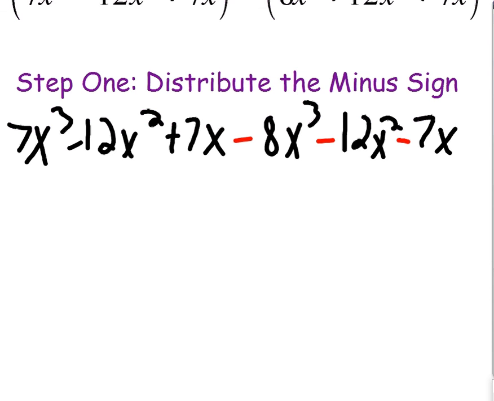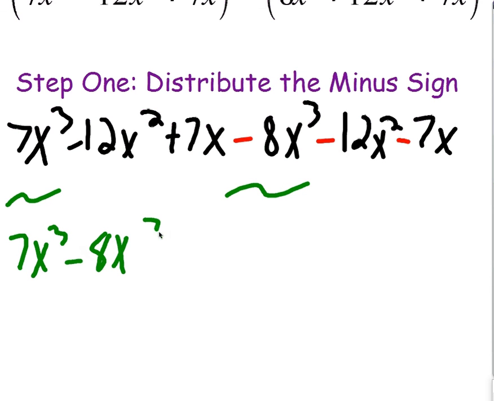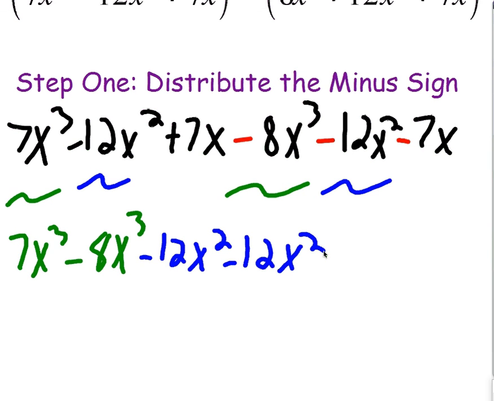Okay. First two we're going to group is 7x cubed and minus 8x cubed. Let me see if I can get closer here. What about the next two? Good, so minus 12x squared minus 12x squared. The last two, you can go ahead and cancel them. I'll go ahead and write it out. It'd be plus 7x minus 7x, but you certainly can just slash through those.